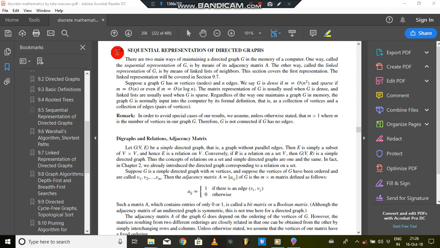We have two types of representation in our computer. One is the adjacency matrix, and the second is the linked list representation, which is called the linear representation, and also called the sequential representation.